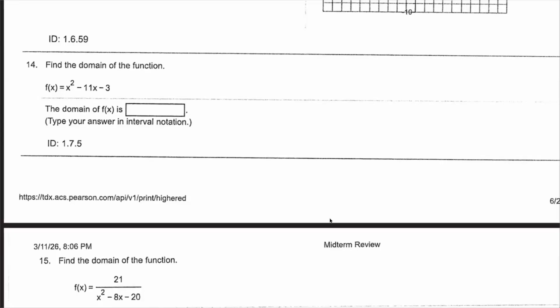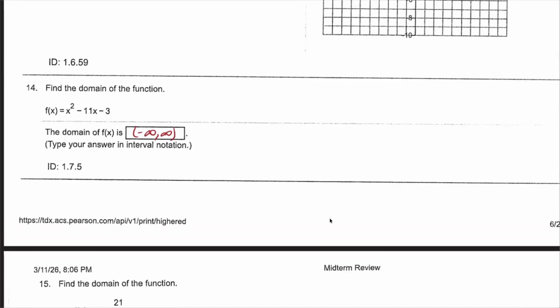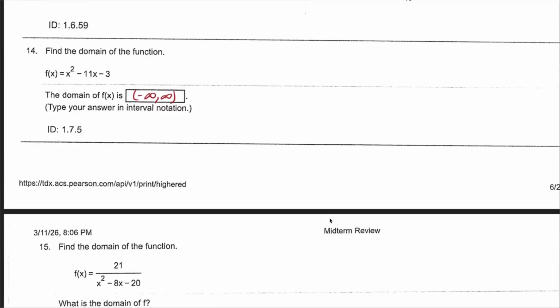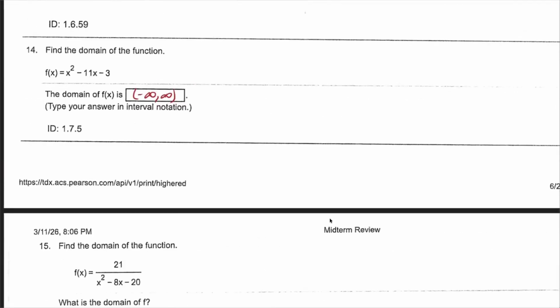The domain is from negative infinity to positive infinity because there's no way to write anything to make, see, my screen's about to freeze up again. All right. There's no domain restrictions. There's no value of x that you can put in there that's going to make this expression an undefined expression. There's no such thing. So if you know what a polynomial is, the domain is always negative to positive infinity.